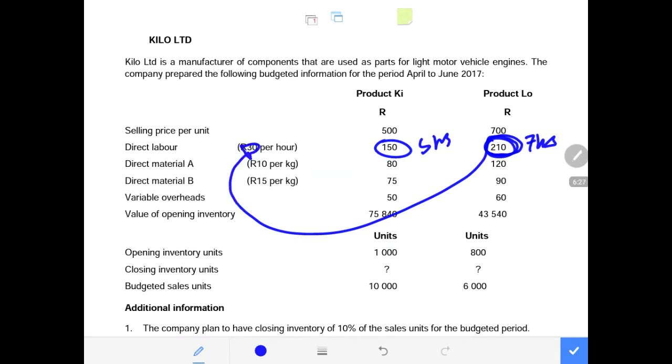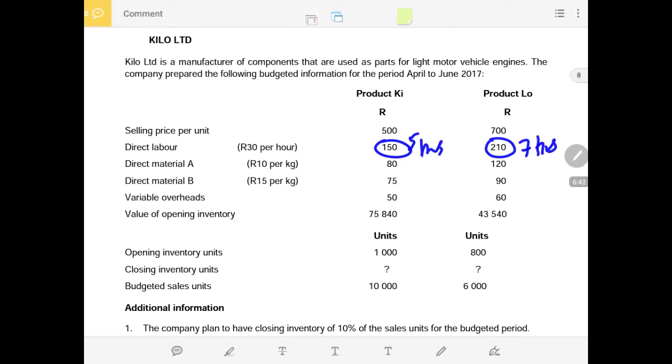So that is the standard information that we have calculated so far, and this can be recorded as standard information when we do standard costing. This is 5 hours and 7 hours. Then now we come to the material.